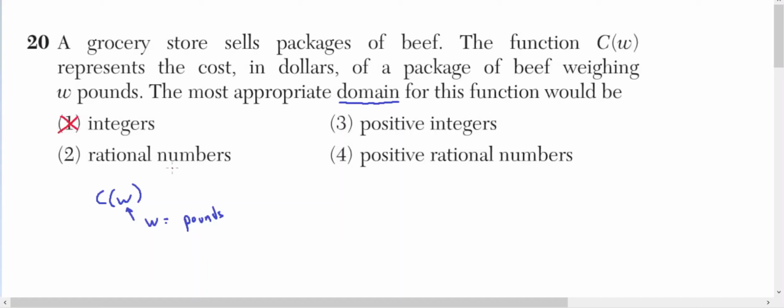And same deal with rational numbers. The word positive for rational numbers, which are a ratio of integers, it makes more sense to talk about positive weight. So with that qualification, we can eliminate choices 1 and 2. So it's a 50-50 shot if we needed to guess between positive integers and positive rational numbers. Let's take a look again at positive integers. That means only the numbers 1, 2, 3, 4, and so on. It's very unlikely that every single package weighs exactly an integer number of pounds.